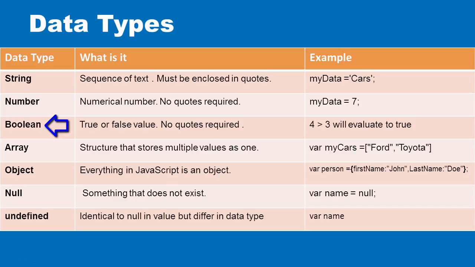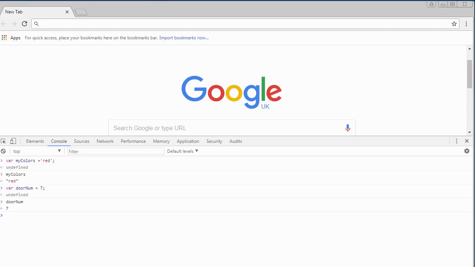A Boolean basically represents two values. One can be true, the other can be false. And when you're using Boolean values, no quotes are required. To illustrate a Boolean value, I'm just going to compare two values. I'm going to say 4 is greater than 3. That will return true. And if I say 3 is greater than 4, that will return false. So that's basically how Boolean data types work.